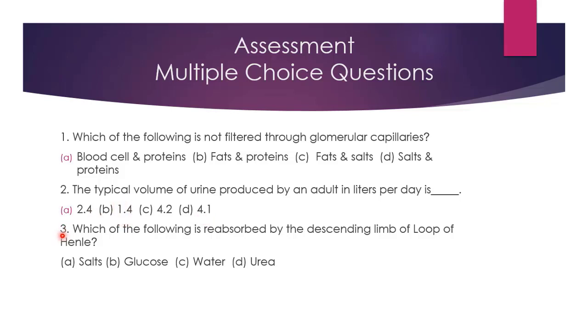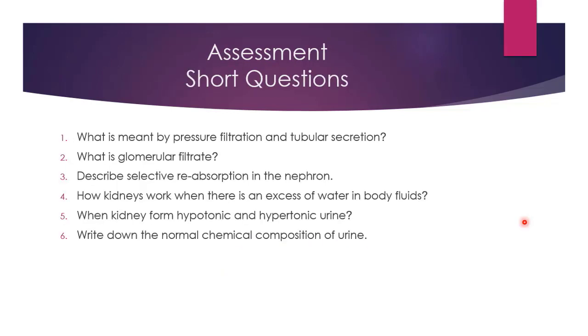Number 3. Which of the following is reabsorbed by the descending limb of loop of Henle? Salts, glucose, water or urea? The correct answer is water, which is reabsorbed by the descending limb of loop of Henle. Students, now we will discuss some short question answers related to this topic.